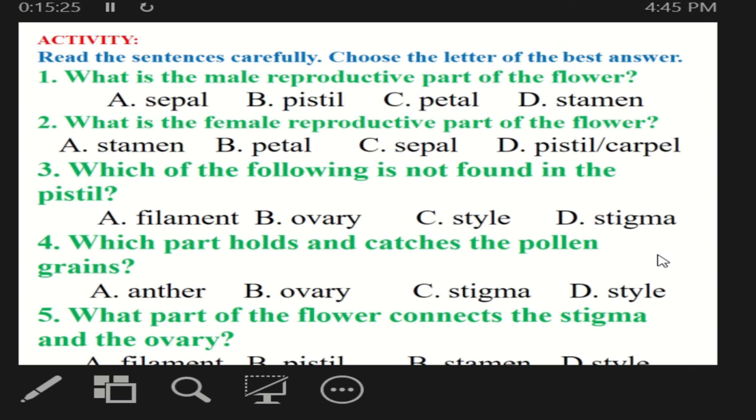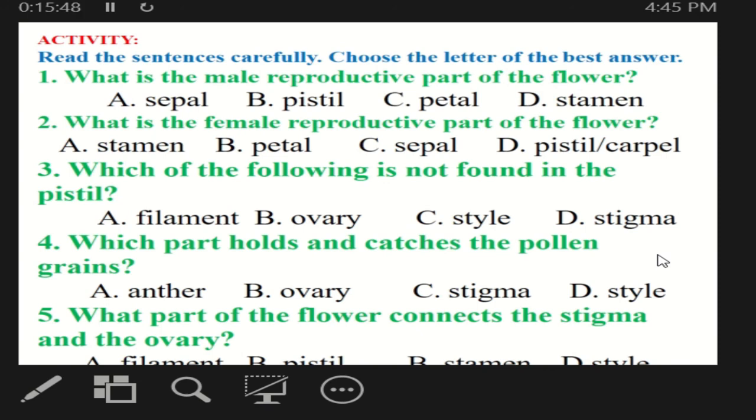Number 2. What is the female reproductive part of the flower? A. Stamen. B. Petal. C. Sepal. Or D. Pistil or carpel. Number 3. Which of the following is not found in the pistil? A. Filament. B. Ovary. C. Style. Or D. Stigma.